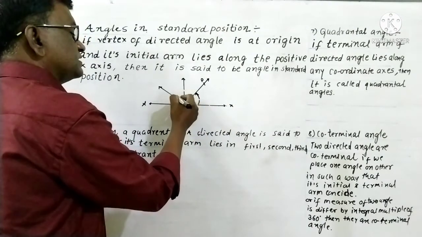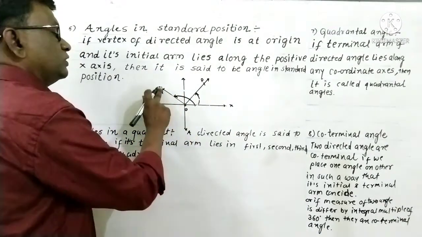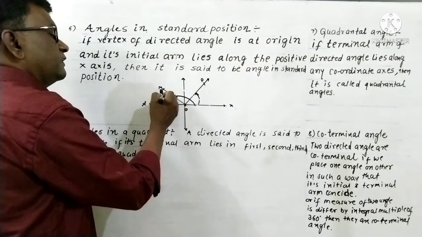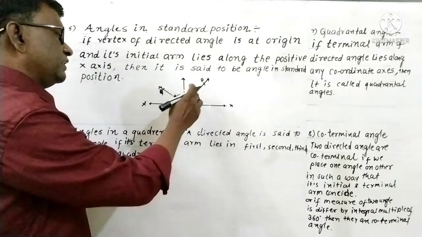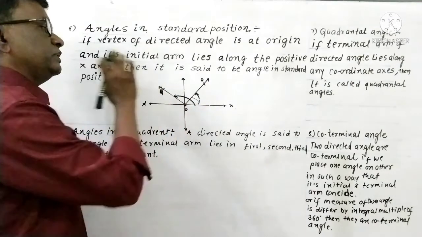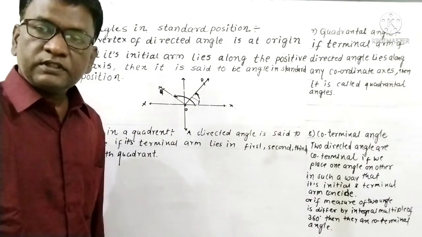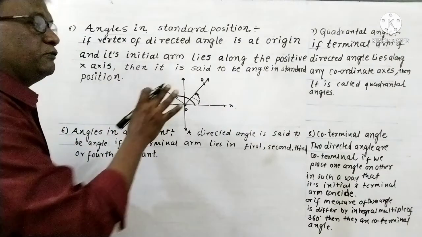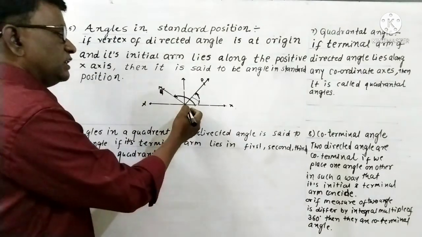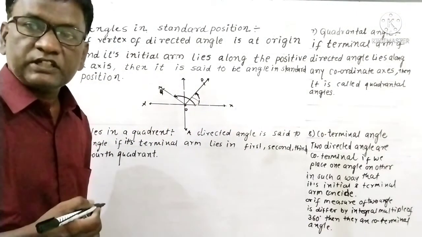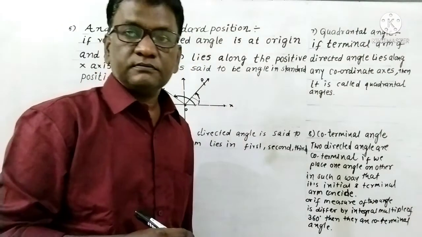Or we can draw another angle whose initial arm lies on the positive x axis, and this is Q. This angle XOQ is a directed angle and it is in standard position. We cannot say angle POQ is in standard position because its initial arm does not lie on the x axis. When we say the angle is in standard position, the vertex of the angle is at the origin and its initial arm always lies on the positive x axis.